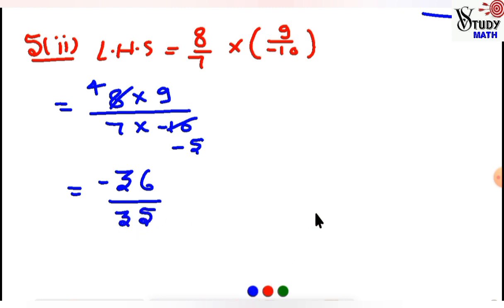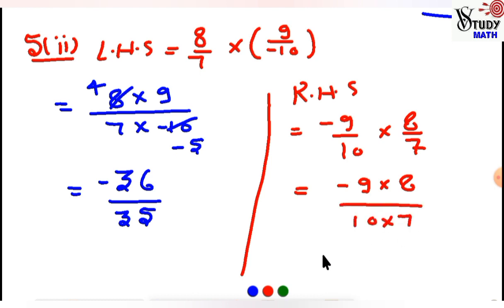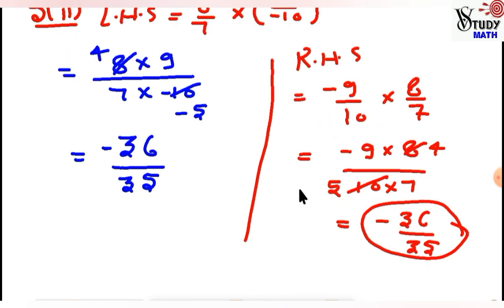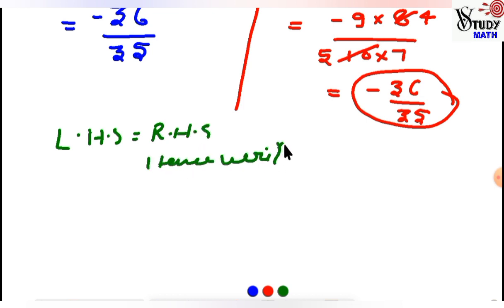Now we are going to take the right hand side. The right hand side given here is negative 9 by 10 multiplied by 8 by 7. So my dear students, 9 multiplied by 8 and 10 multiplied by 7, that is 10 2 times 5 and 2 times 4. So we have negative 36 upon 35. So here you can see left hand side and right hand side again are equal. So we can say that left hand side is equal to right hand side and hence verified. Name of the property is again commutative property.